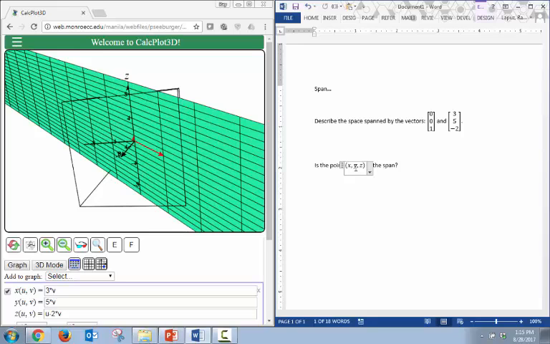Plus 5? Negative 2 times negative 2 is positive 4, plus 1. Okay. So let's ask ourselves, is the point minus 6, minus 10, and 5 in the span? The answer is yes, because we know that these 2 numbers are.